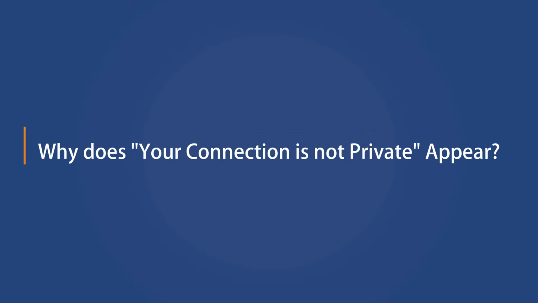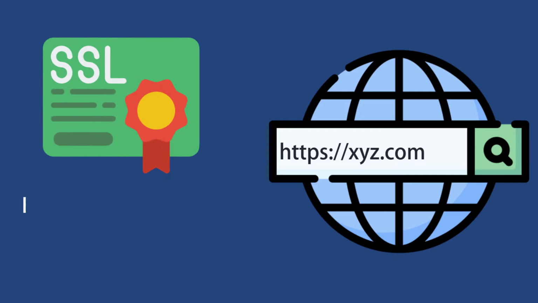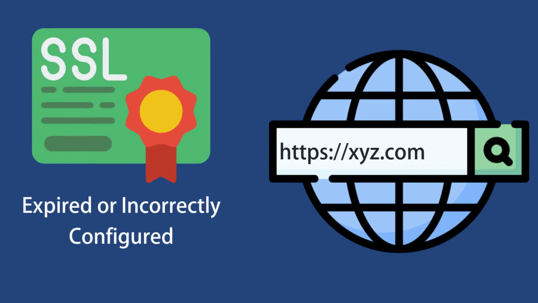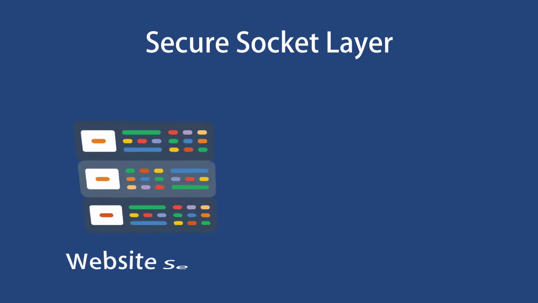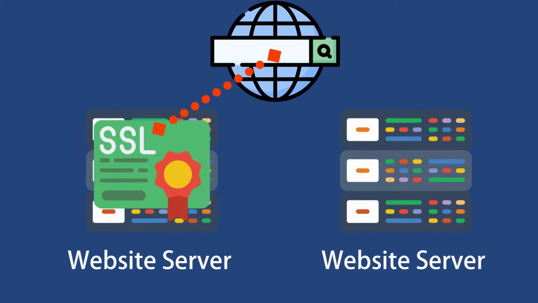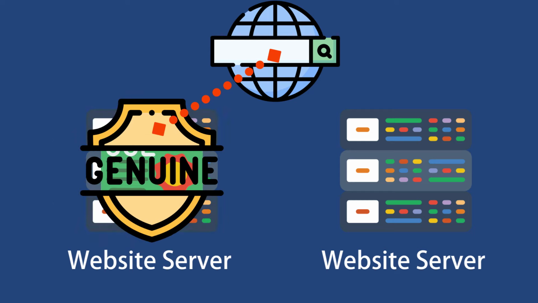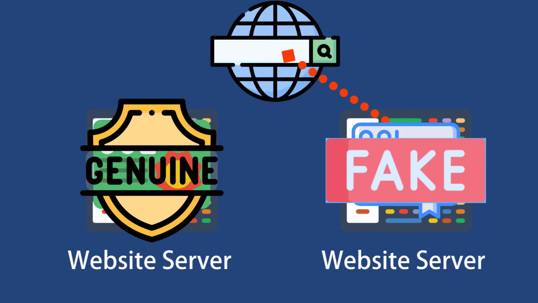Why does your connection is not private error appear? When you open a website that is using HTTPS protocol, your browser checks for the SSL certificate, and when the SSL certificate is expired or not correctly configured, the browser immediately stops the connection and displays your connection is not private error. SSL stands for Secure Socket Layer certificate. It is used to identify the server location of the website. With the help of SSL, your browser makes sure that you are connected to the genuine server and your data is encrypted before sending and receiving. So when the browser couldn't verify the SSL certificate, it shows you a warning that your connection is not private.